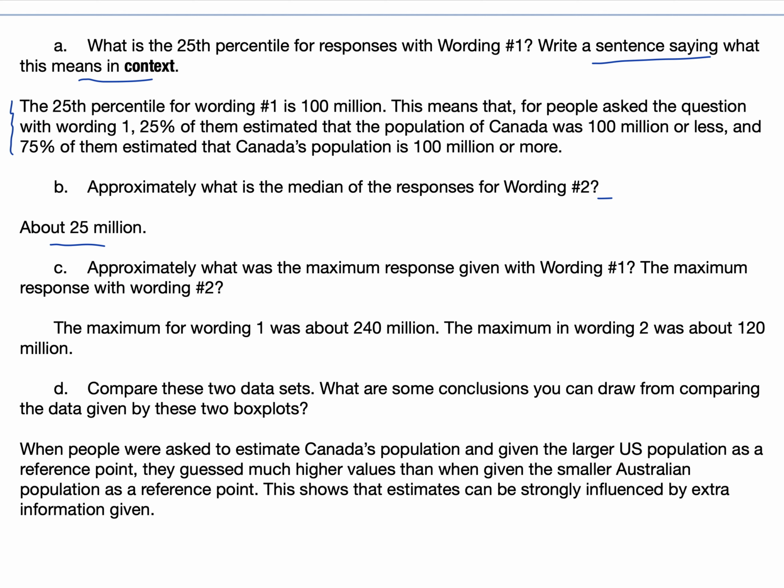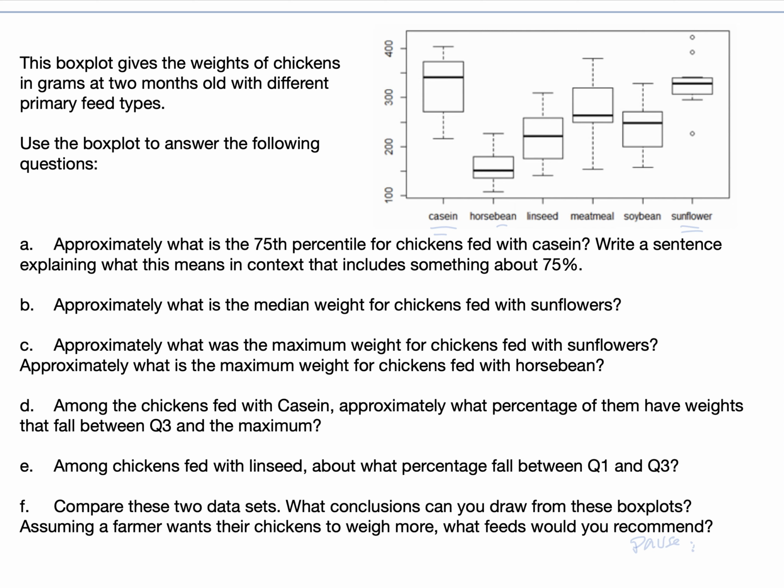This box plot gives the weights of chickens in grams at 2 months of age with different primary feed types. So use that box plot to answer the following questions. Approximately what is the 75th percentile for chickens fed with casein? Write a sentence explaining what this means in context that includes something about the 75%. Approximately what is the median weight for chickens fed with sunflowers? Approximately what is the maximum weight for chickens fed with sunflowers? And how about for chickens fed with horse bean?